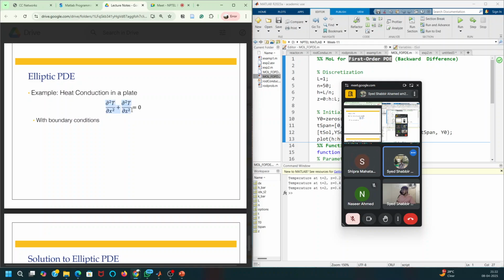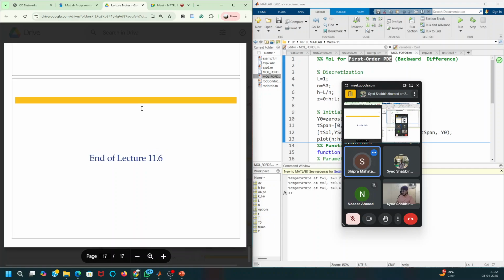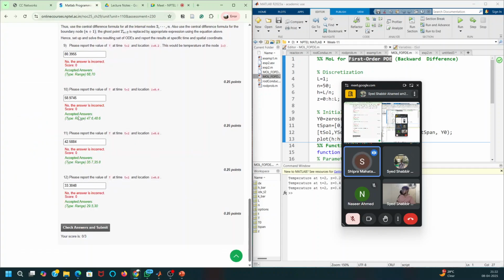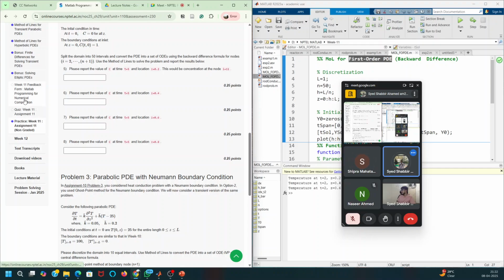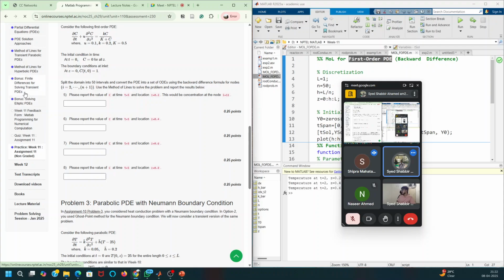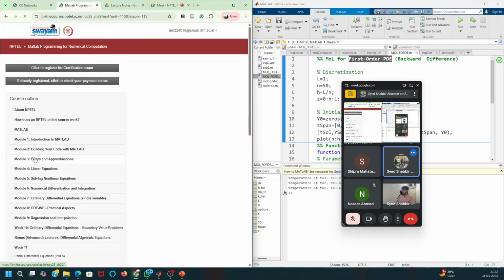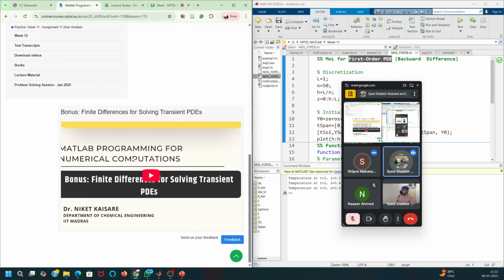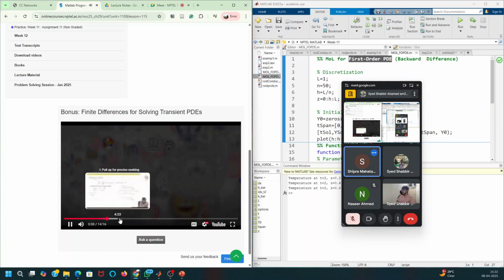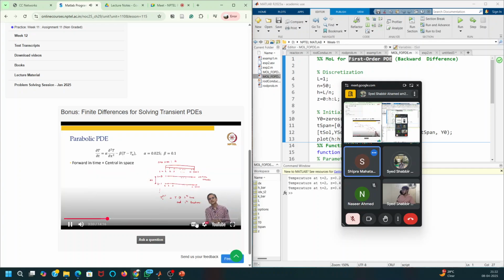Sir, in my portal, two bonus lectures are there, one for finite differences for solving transient PDEs and another is elliptic. In finite differences for solving transient PDEs, they have used FTCS, right? Forward in time, central in space. Why central in space? Because forward in time and central in space is what has been used.